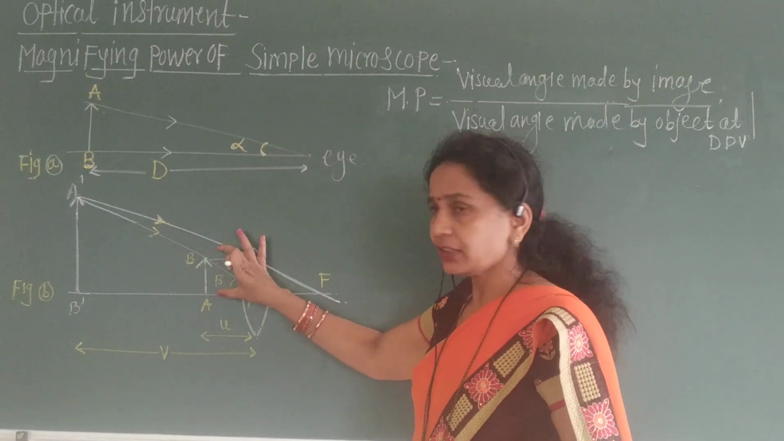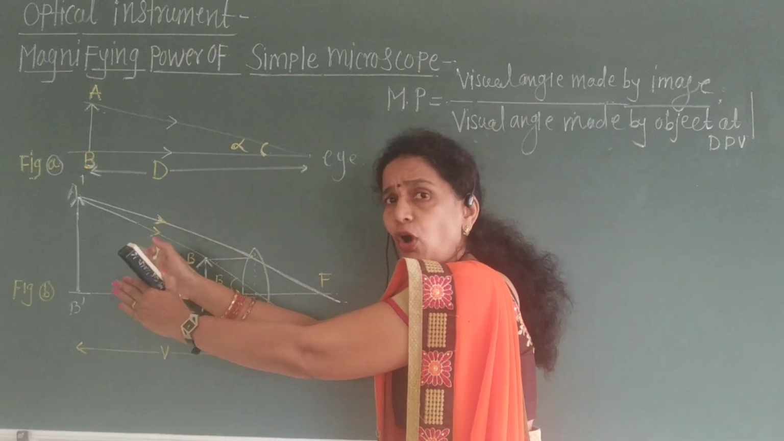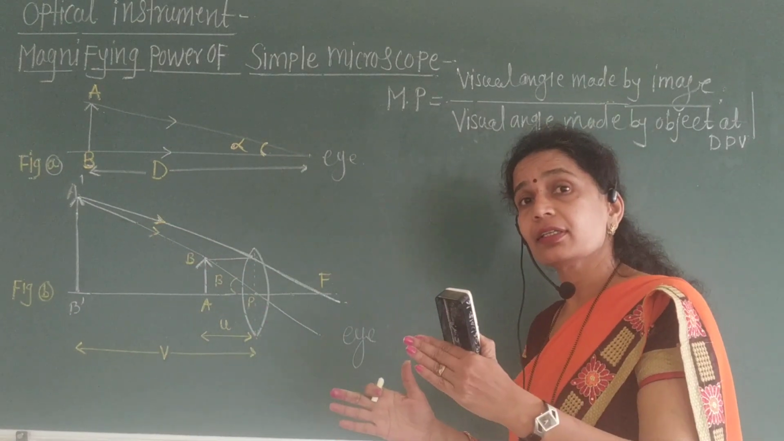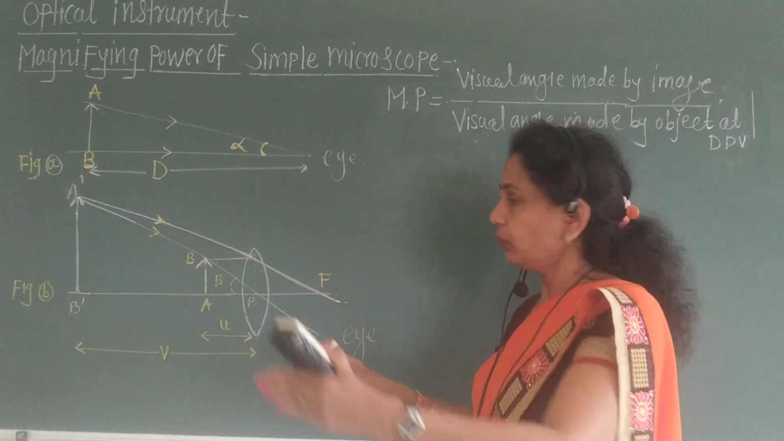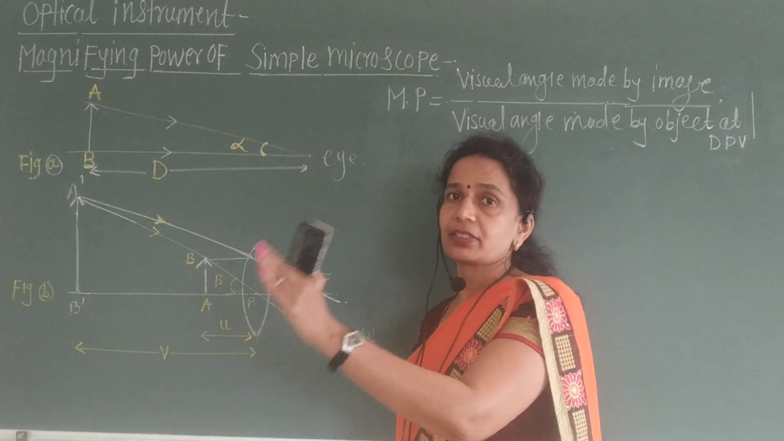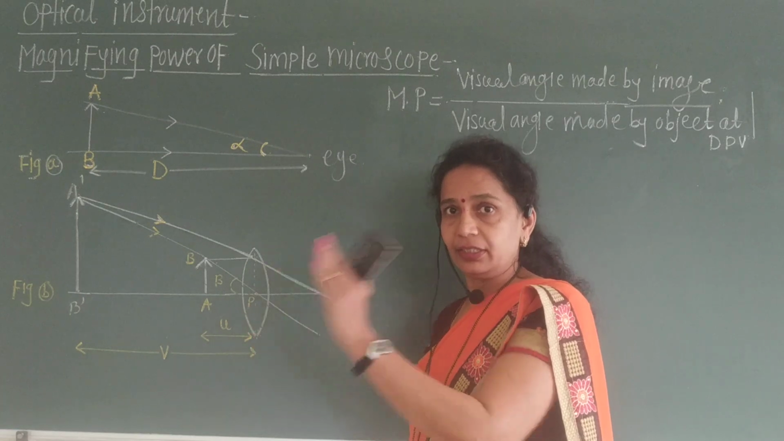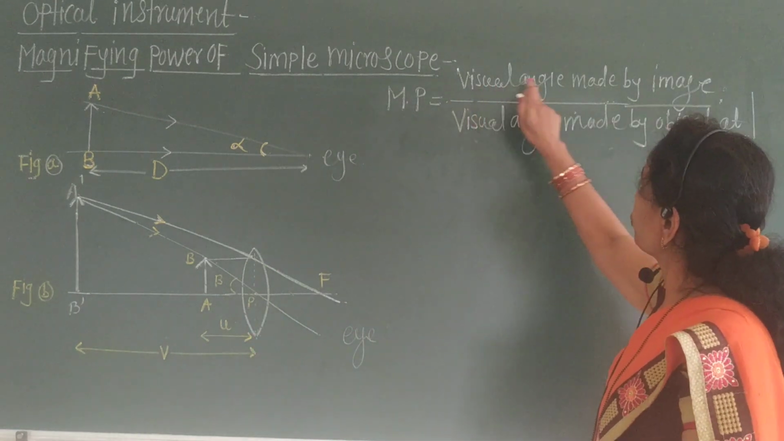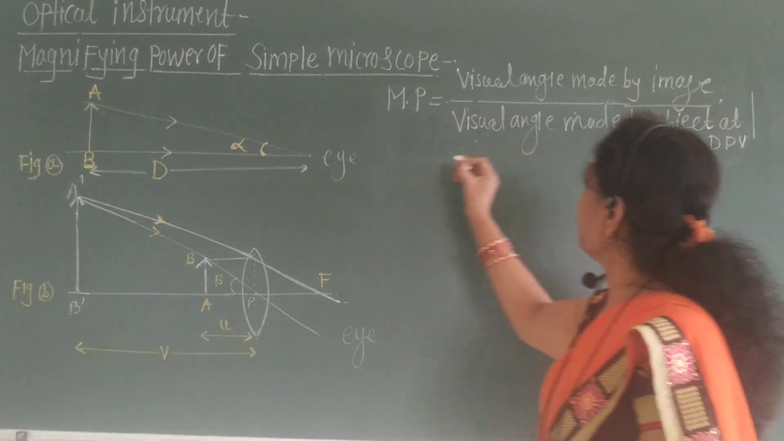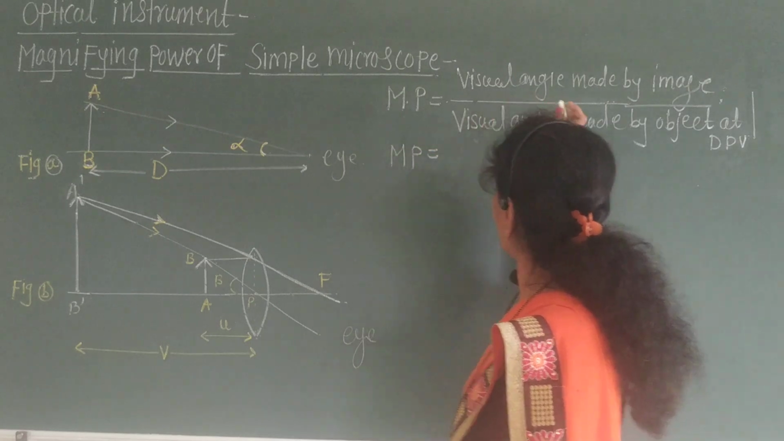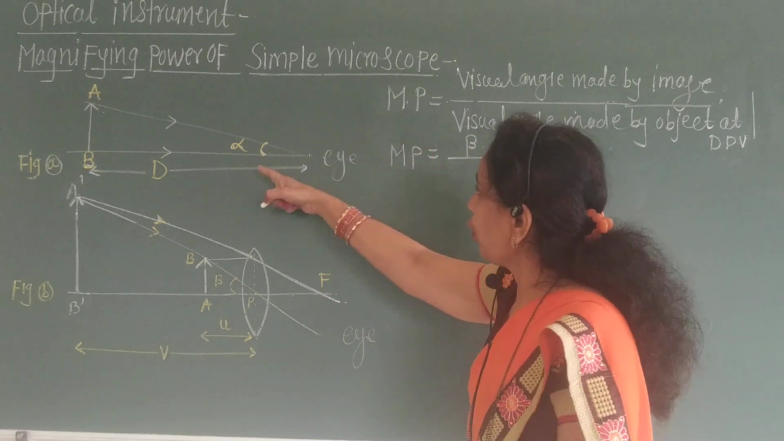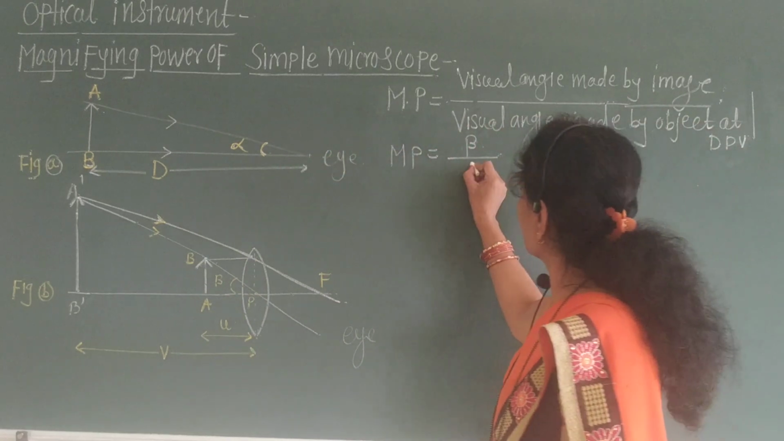When we change the object distance, we can also obtain magnified images from the distance DDV to infinity. If you change the object distance, the image distance also changes. Therefore, MP is equal to the visual angle made by the image upon the visual angle made by the object at DDV. The visual angle made by the image is beta, and the visual angle made by the object is alpha.